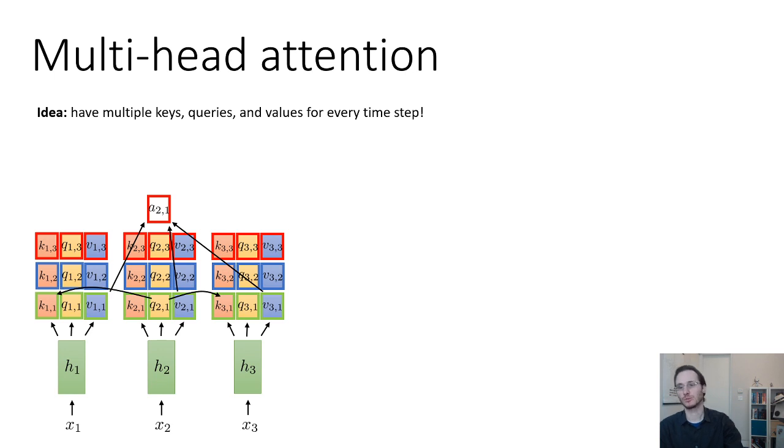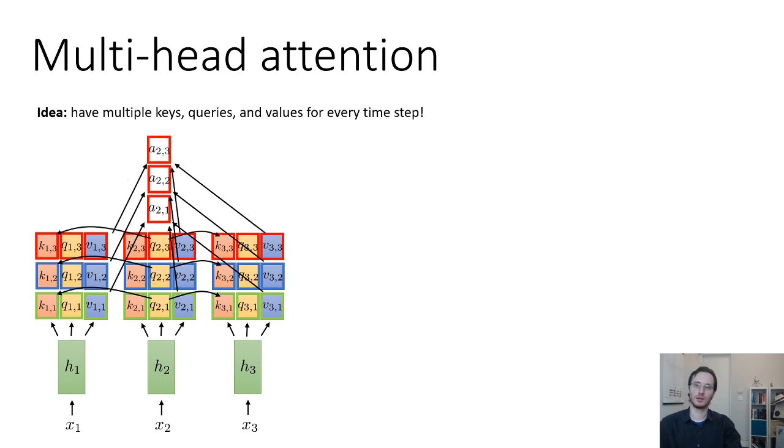So maybe green here represents like subject. And then we'll do the same thing for blue. We'll use the blue queries to match them with the blue keys to get the blue values. And maybe that pulls out the verb. And then we'll do the same thing for the red attentions. We'll take the red queries, combine them with the red keys, and get the red values. And maybe that pays attention to some third type of information. So you compute the weights completely independently for each attention head.